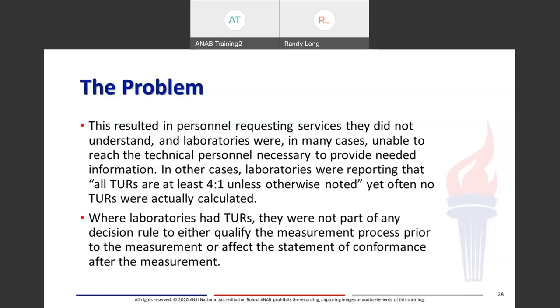In other cases, laboratories were reporting that all TURs are at least 4-to-1 unless otherwise noted, yet often no TURs were actually calculated. Where laboratories had test uncertainty ratios, they were not part of any decision rule to either qualify the measurement process prior to the measurement or affect the statement of conformance afterward.